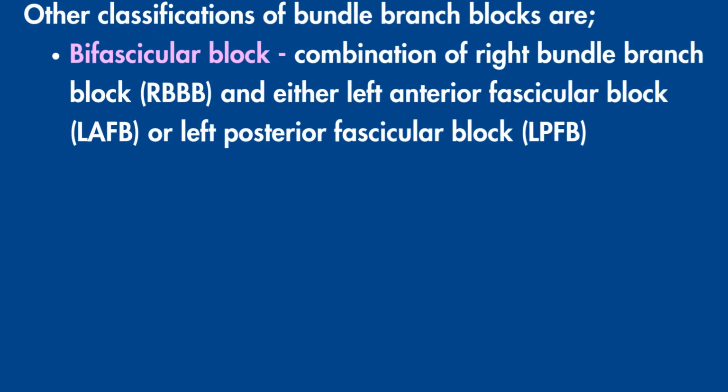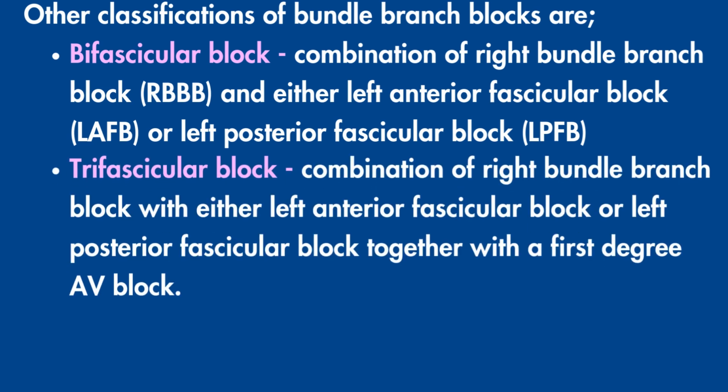Other classifications of bundle branch blocks are bifascicular block. This is a combination of right bundle branch block and either left anterior fascicular block or left posterior fascicular block. The next is trifascicular block. This is a combination of right bundle branch block with either left anterior fascicular block or left posterior fascicular block together with a first degree AV block.